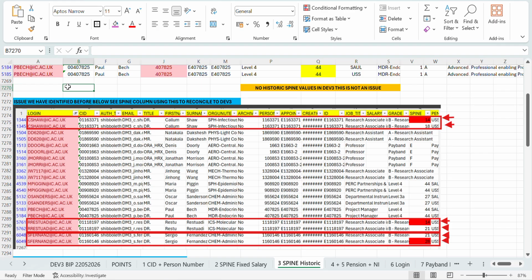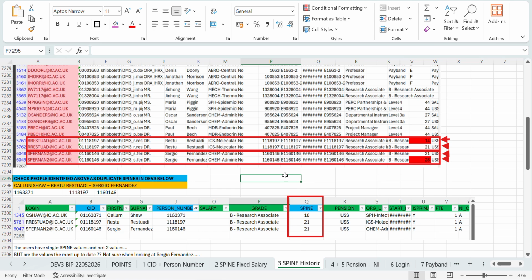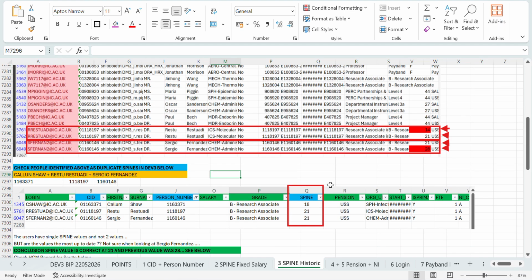I won't say old, it's almost like a week ago, where we did see in other environments 2 lines, a 14 and an 18, where I'm circling for the same user over here for Callum Shaw. And I was bringing over historic and current spines. And then I did a spot check on Sergio Fernandez, because what I saw was 2 values.